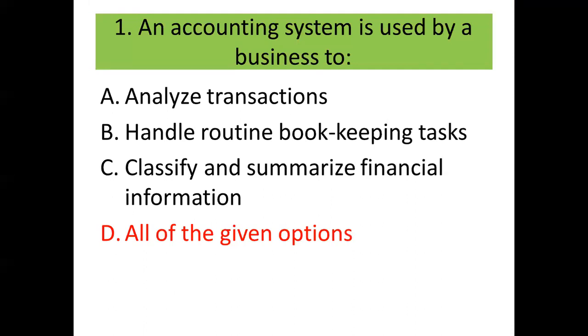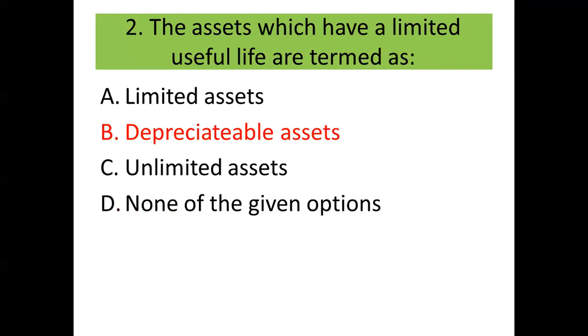An accounting system is used by a business to analyze transactions, to handle routine bookkeeping tasks, to classify and summarize financial information. All of these three are used by accounting systems in businesses. The assets which have a limited useful life are termed as depreciable assets.